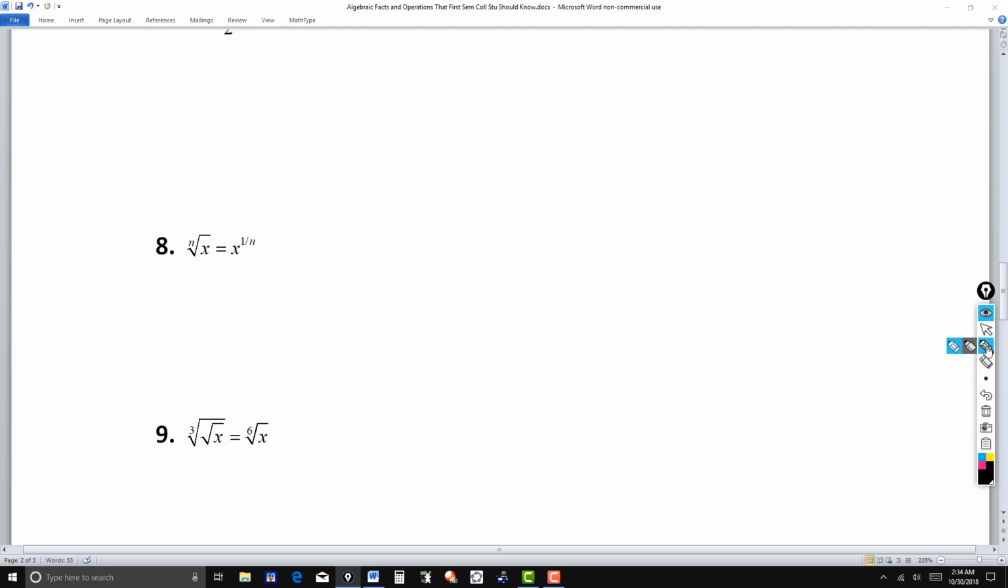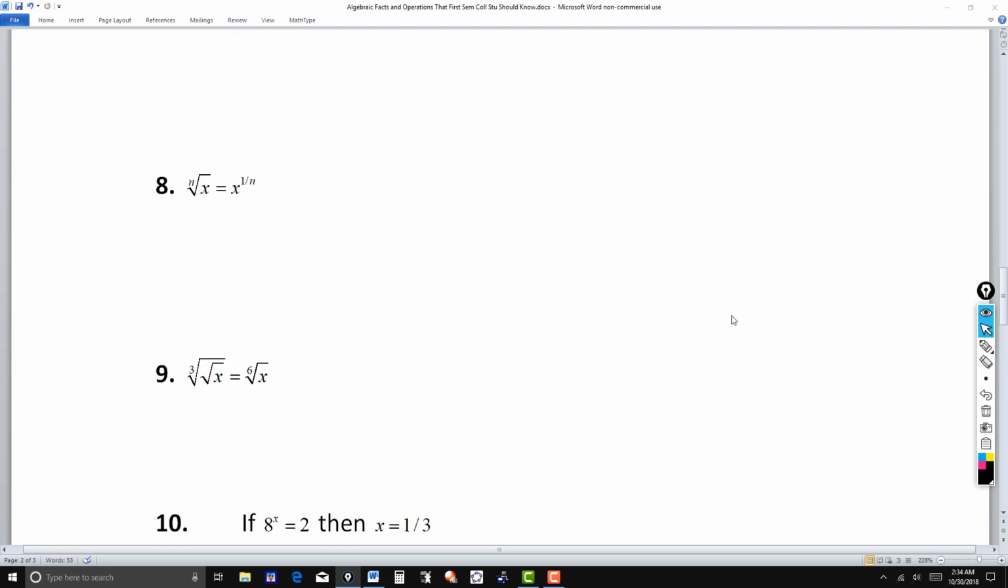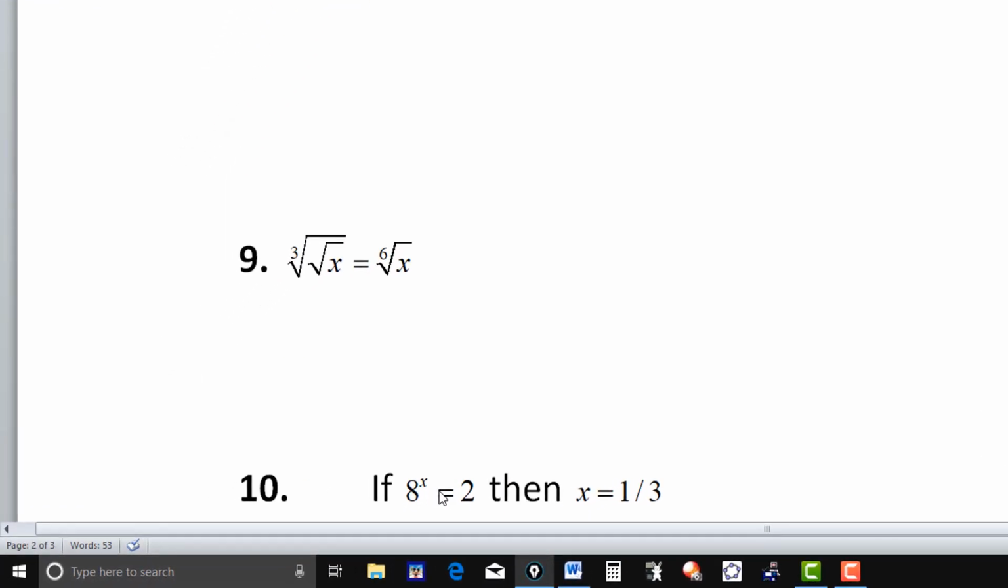Okay, let's do the next one. This is saying if 8 to the x is equal to 2, then what is x? So this is saying 8 to what power will give me 2? Now you should be able to figure that out just by inspection. You don't have to do any calculations, but let me just set it up for you this way. I'm going to write 8 as 2 to the third.